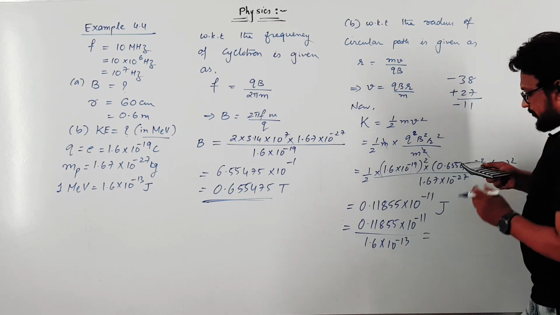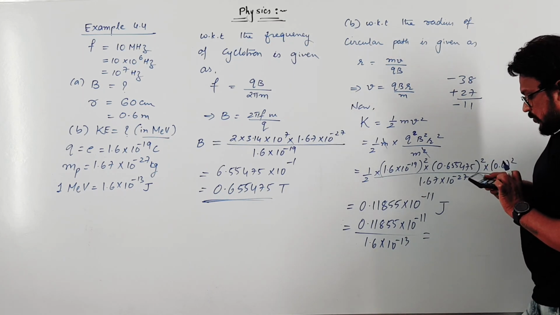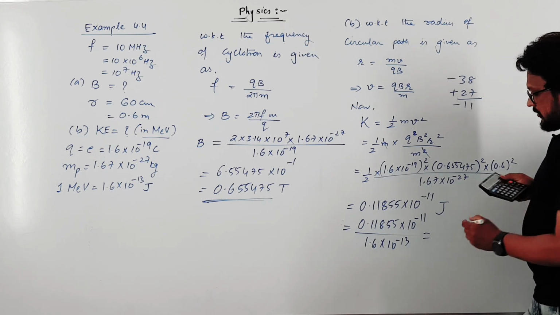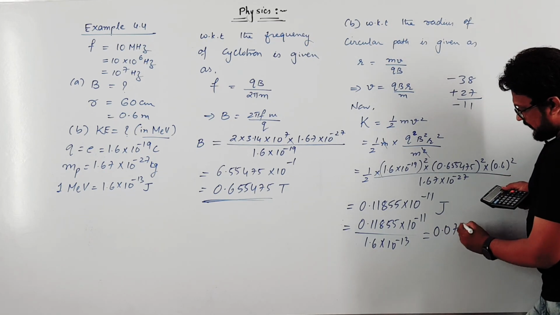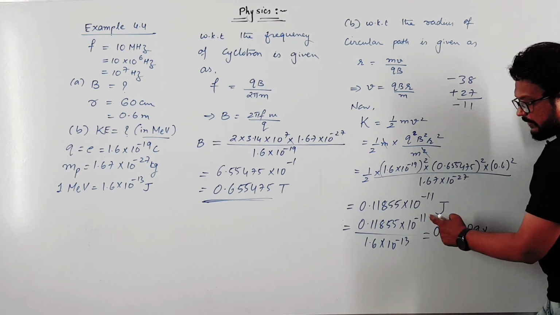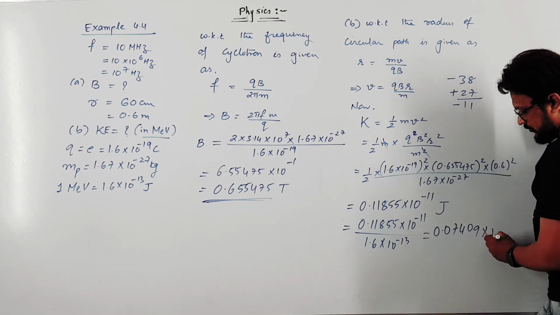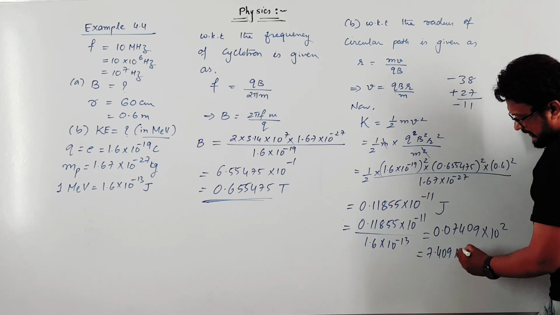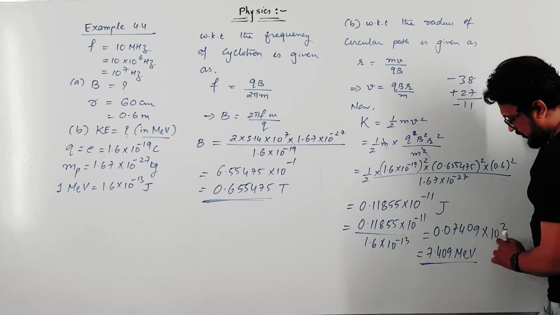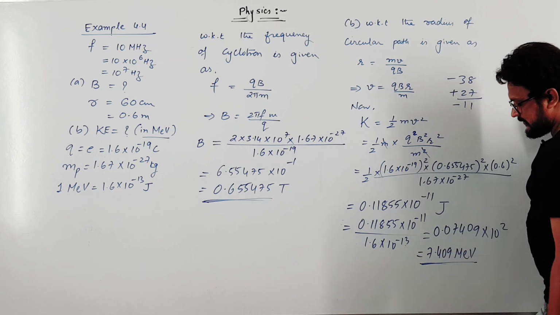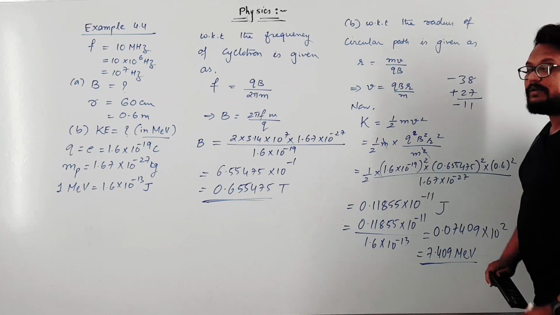0.11855 divided by 1.6 will give you 0.07409 and so on. Now into 10 to the power minus 11 plus 13, so 10 to the power 2. 10² is 100. So if you multiply by 100, you can write 7.409 MeV. This will be the kinetic energy.